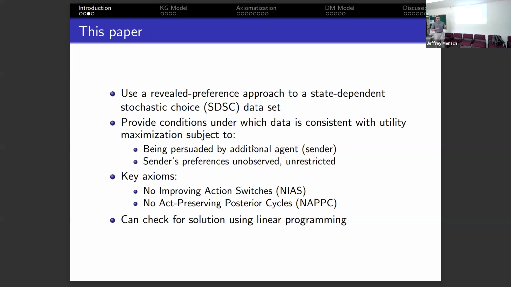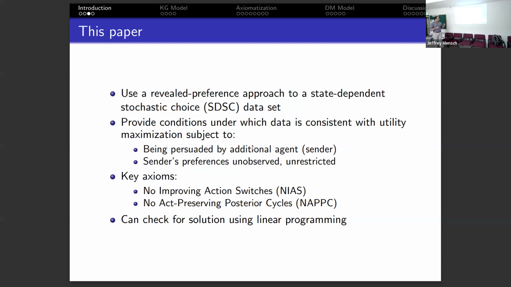I just want to make sure that these are consistent with Bayesian persuasion for some preferences. So there are two key axioms that I'm going to present. One is no improving actions, which is not a new axiom. This is a standard axiom in the literature. Basically it says that conditional on the information that the decision maker has, their choice is optimal given their preferences.